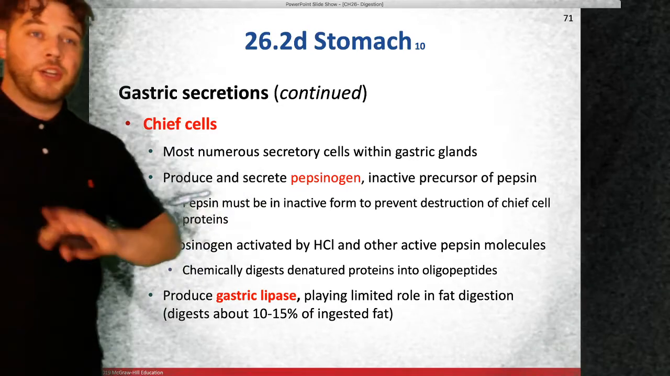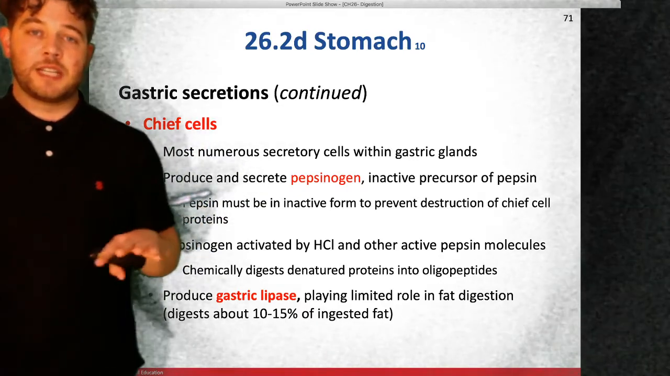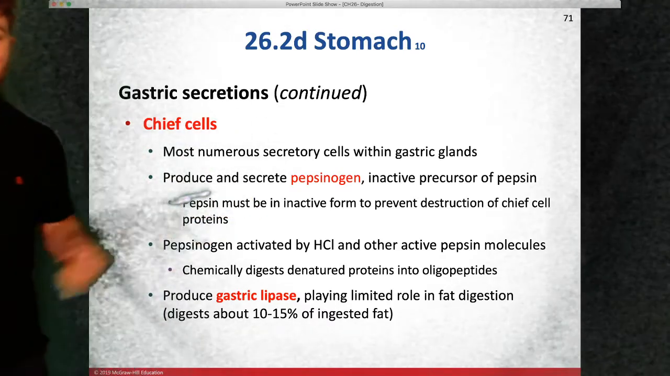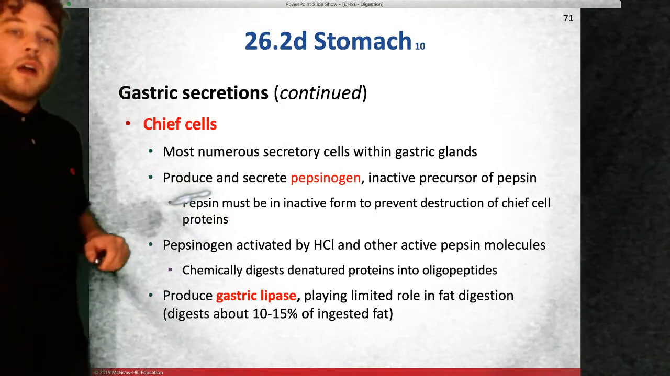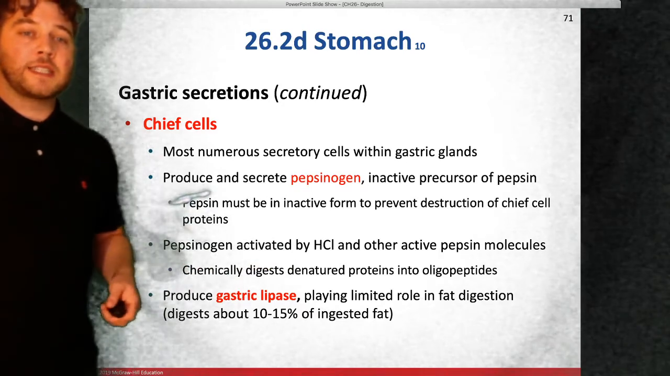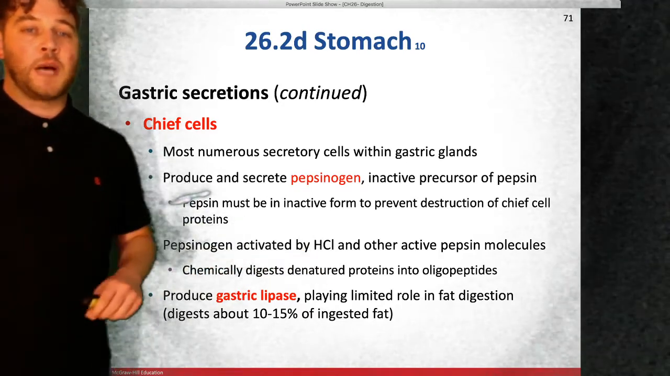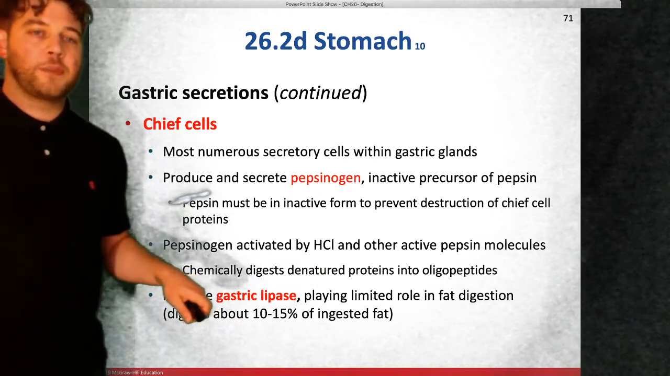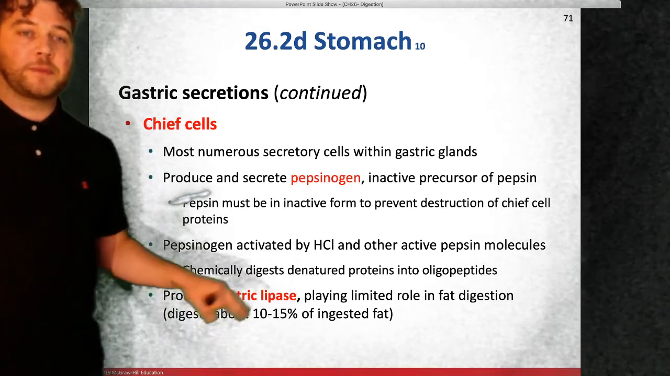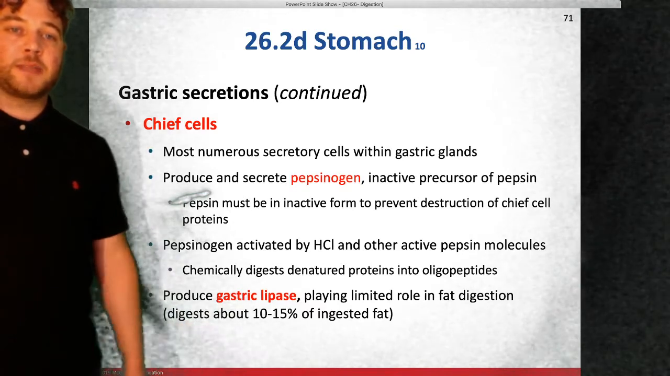Because, sorry if you hold a superior view of humans, but when it comes down to a cellular level, we get digested just as easily as any kind of animal protein that you're eating. So our body will go right for us. Pepsinogen activated by the hydrochloric acid and other active pepsin molecules chemically digest proteins into oligopeptides. It produces gastric lipase, playing a limited role in fat digestion as well. About 10 to 15% of ingested fats are going to be digested by the gastric lipase.